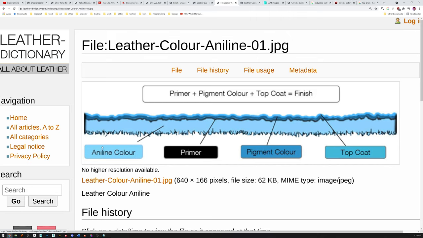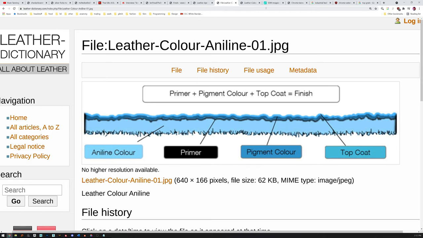So first of all, if we look at this cross section of a finished leather product, there is first of all something here called the aniline color. Now, this is the color in which the piece of leather has been tanned. Different tanning agents will lead to different colors.